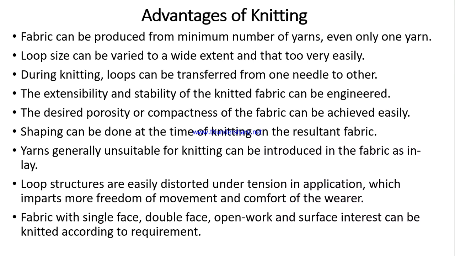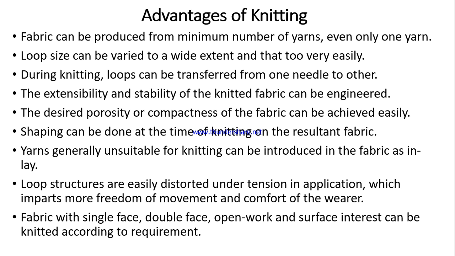Now come to the advantages of knitting. Fabric can be produced from a minimum number of yarns, even only one yarn. This is the most important advantage of the knitting technology. If you have a single bobbin of yarn, you can produce a cloth from that single yarn. The loop size can be varied. Loop size is the unit of the knitted structure. Loop size can be varied to a wide extent, and that too very easily.